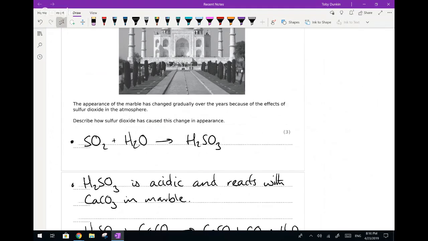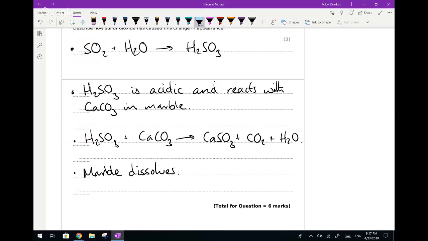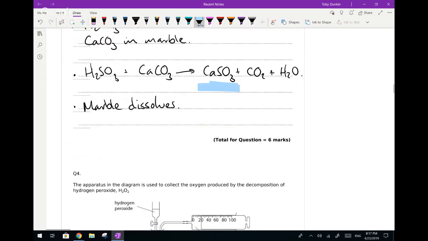The appearance of the marble has changed gradually over the years because of the effect of sulfur dioxide in the atmosphere. The SO2 reacts with the water to form sulfurous acid. Sulfurous acid is acidic and reacts with calcium carbonate in the marble. The calcium carbonate reacts with the acid to make CO2, so it is eaten away, forming soluble calcium sulfate, which then washes away. Actually, tell a lie. Calcium sulfate is actually insoluble. Oh, no, that's calcium sulfite that is soluble. Sorry, I apologize. So anyway, you're going to eat the calcium carbonate away and you're going to form CO2. So it's going to form more bubbles on the surface and it will literally dissolve. Marble dissolves. There you go.